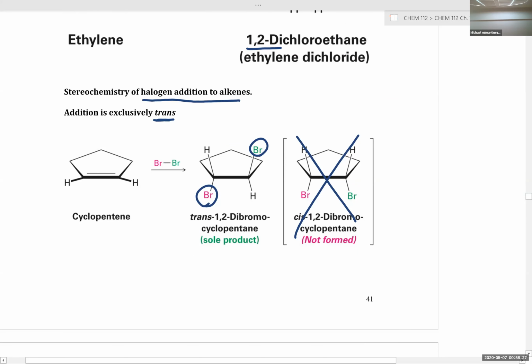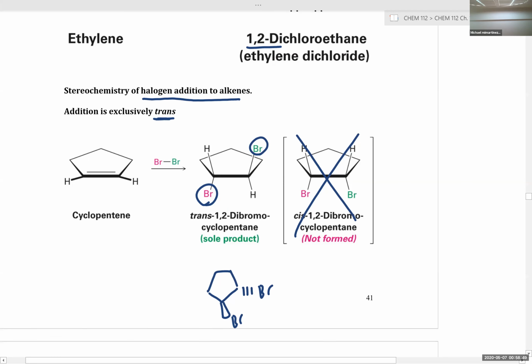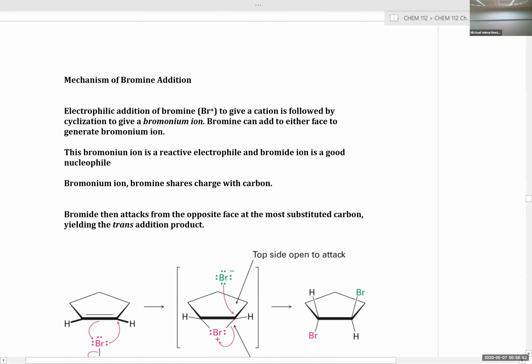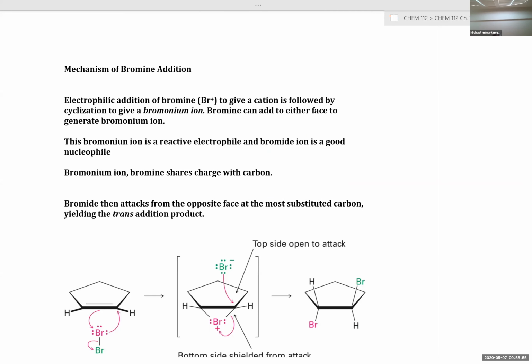Okay. So we generate our trans addition product. Yes, they will both always be trans under these reaction conditions. Perfect. So let's talk about the mechanism of bromine addition. We have electrophilic addition of bromine, Br+, to give a cation, which is then followed by cyclization to give what's known as a bromonium ion.